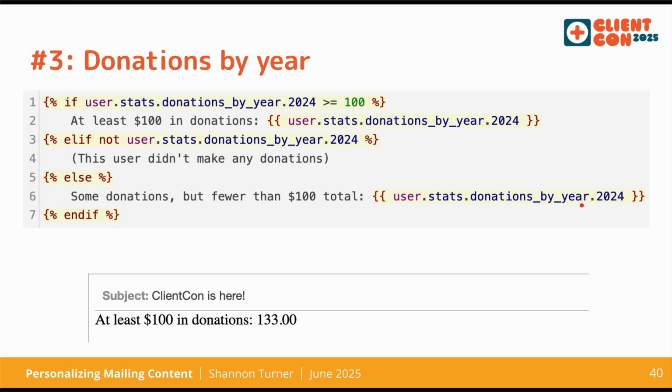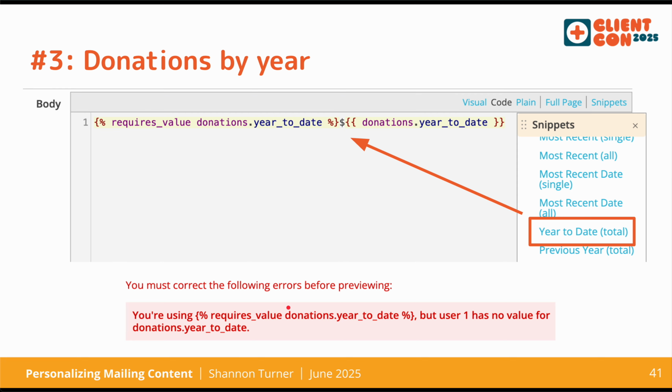There's a lot of different ways that you could handle this. You could have different thresholds. You could structure it differently, but you get the idea that you can have lots of different ways to check for the donations that a user has made in a given period. And when we preview, this user made at least $100 in donations in calendar year 2024, and they made $133.